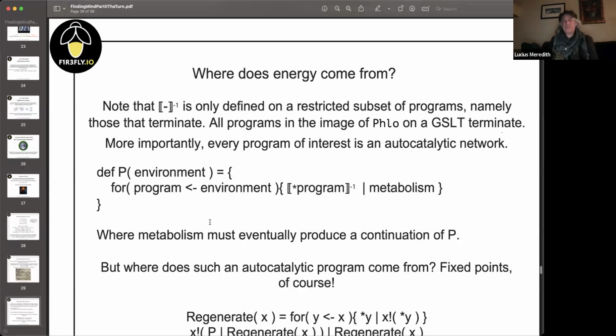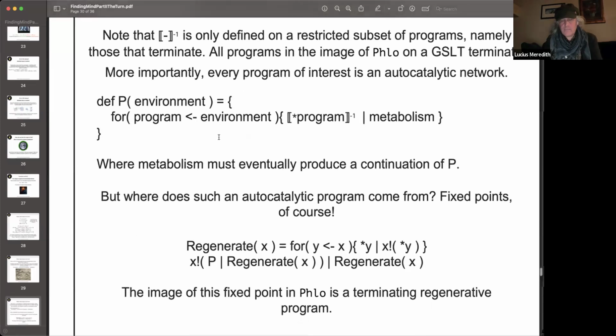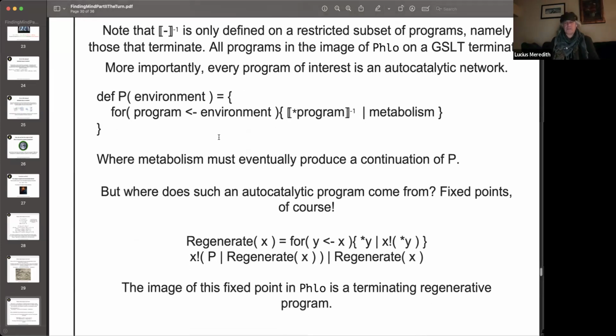Now, we're only interested, though, in those programs that keep going, right? So it needs to be the case that metabolism eventually produces a continuation, right? So I've got a P that's parametric in its environment, and then this metabolism better continue the behavior of P, right? So we're only interested in the autocatalytic versions of these. Well, where do they come from? They come from fixed points. So this is the Rho version of the Y Combinator. So it's a Y Combinator in a concurrency setting where we have autonomy.